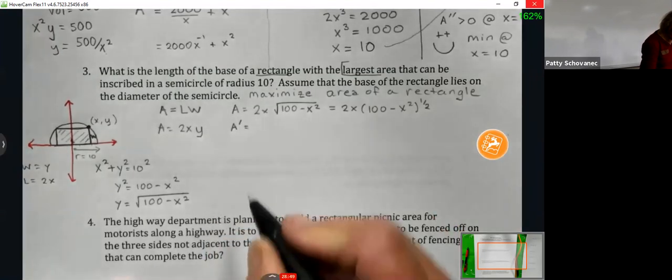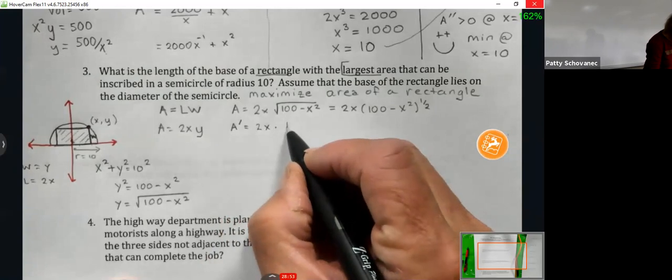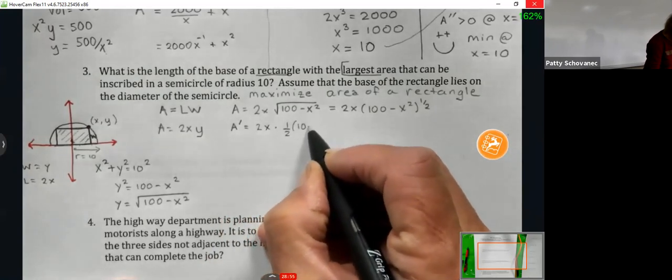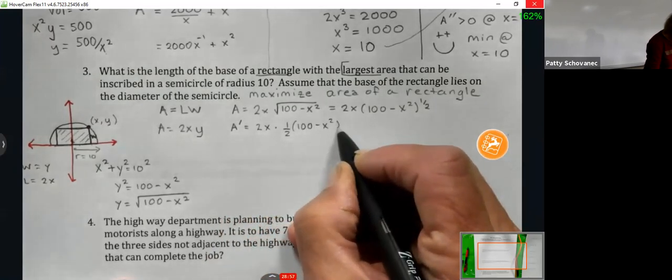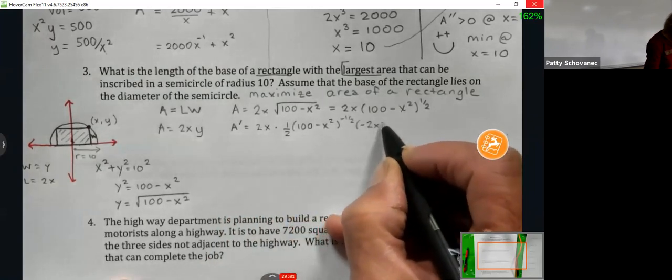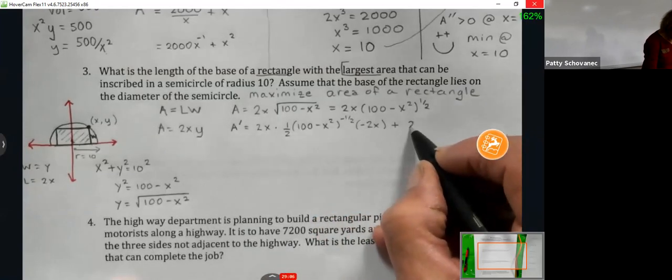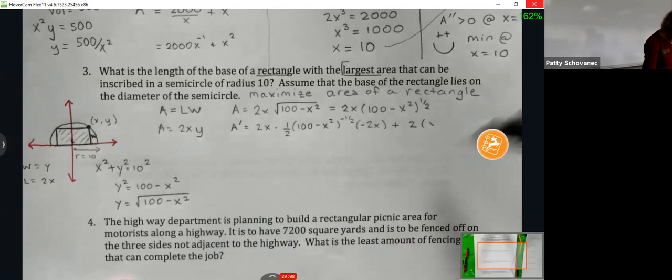My derivative will be the first times the derivative of the second, which is going to be 1/2 (100 minus x squared) to the negative 1/2. Derivative inside is a negative 2x. And the other part of the product rule is the derivative of the first times the second.